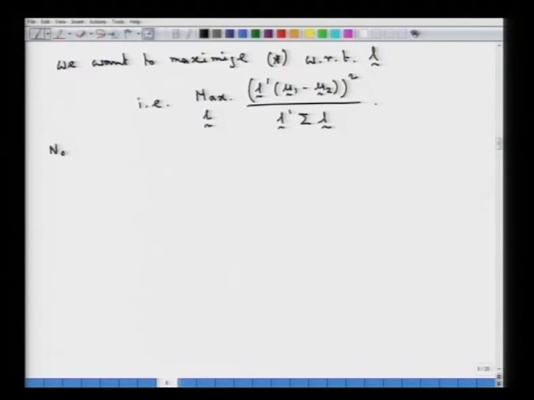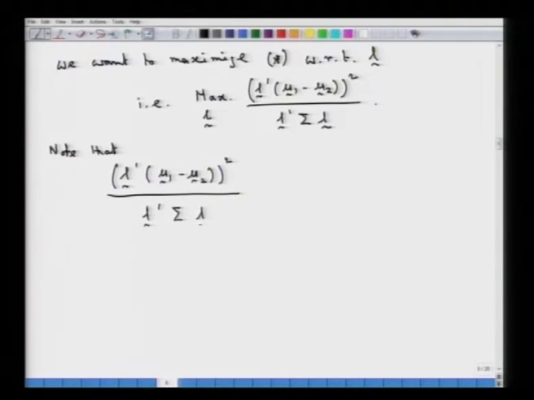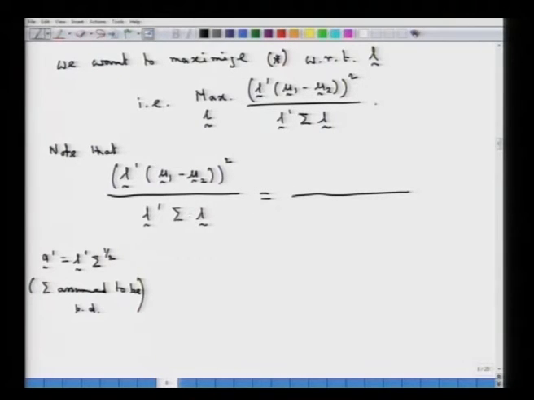So, when we are trying to look at the maximum of this quantity with respect to L, which is the freedom with us, we have L prime sigma L in the denominator. Now, with the definition A prime equal to L prime times sigma to the power half, where sigma is assumed to be a positive definite matrix, we have this in terms of the A vector. This is A prime A, and here we will have to introduce this sigma.